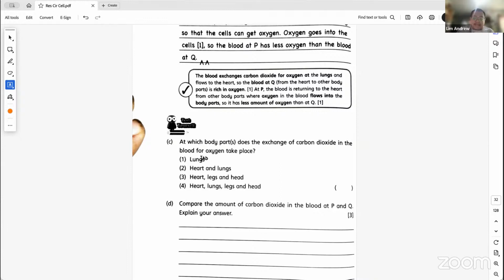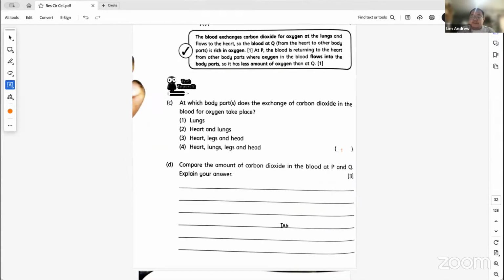And during the gas exchange, we know that carbon dioxide is being produced by the body part. And this will move into the blood and be carried away to the heart, then to the lung to release to the air. So therefore, for this question, part C, the answer is actually lungs.